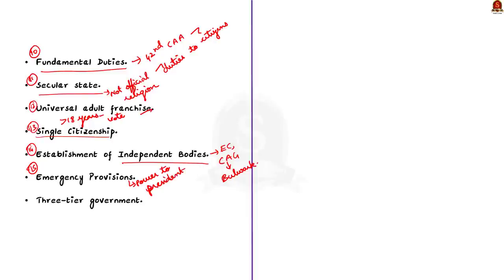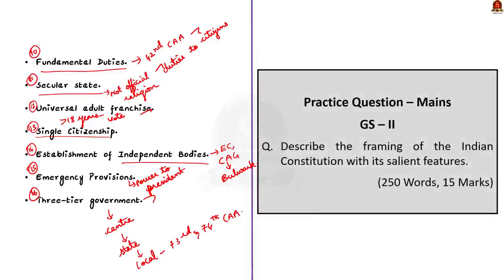Now coming to the final feature, the constitution provides for a three-tier government. See, originally there was only a two-tier government with center and state governments. Later, a third tier, which is the local government, was added by the 73rd and 74th Constitutional Amendment Acts. See, these are some of the important features of the Indian Constitution you have to remember.